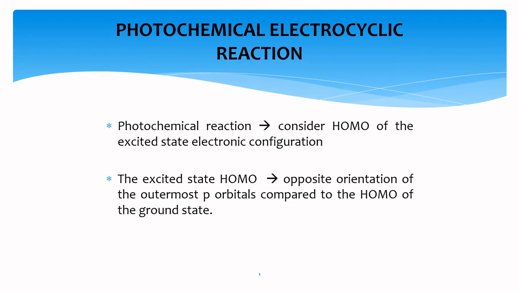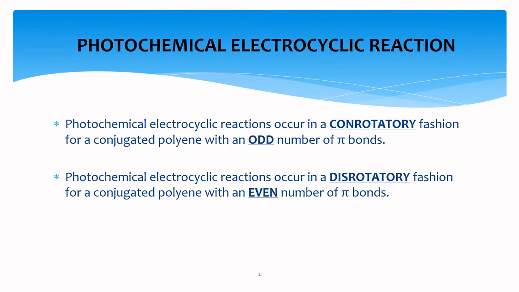Okay, in this video, we will discuss the photochemical electrocyclic reaction. So in photochemical reaction, what we consider is the HOMO of the excited state electronic configuration. And if we look at the excited state HOMO, it is the opposite orientation of the outermost p orbitals compared to the HOMO of the ground state.